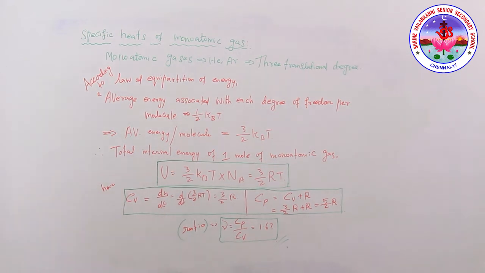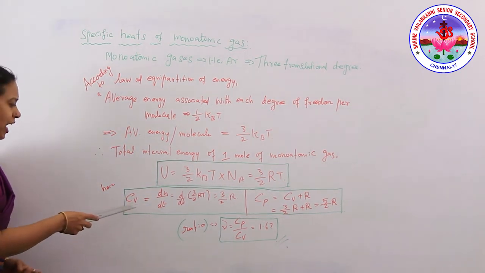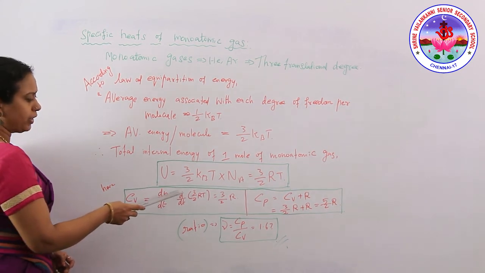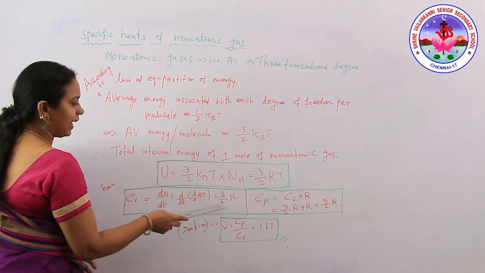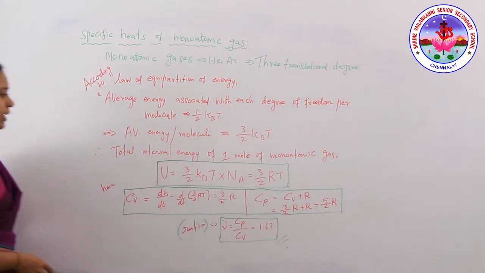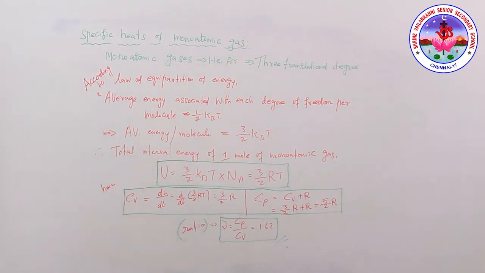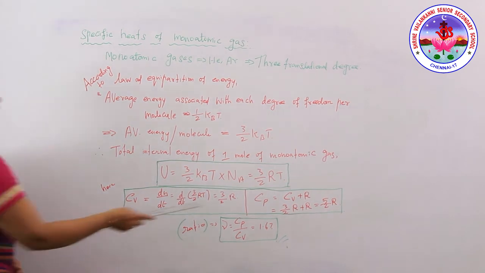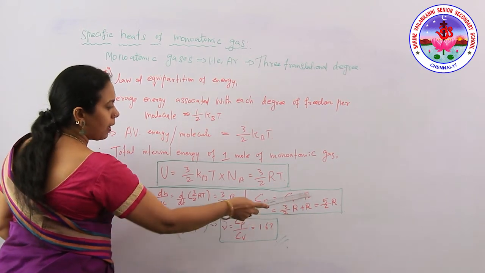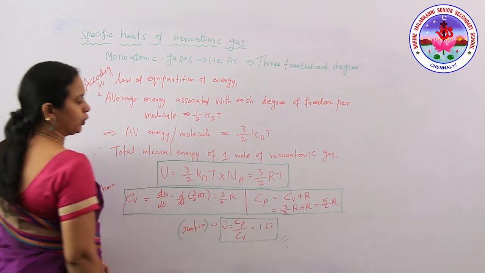Right. Now you need to know about the molar specific heat at constant volume and constant pressure. For constant volume, Cv is d by dT of U, so we get 3/2 R. Now Cp, that is at constant pressure. For a monatomic gas, Cp is Cv plus R. So the Cv value is 3/2 R, plus R, which gives 5/2 R.